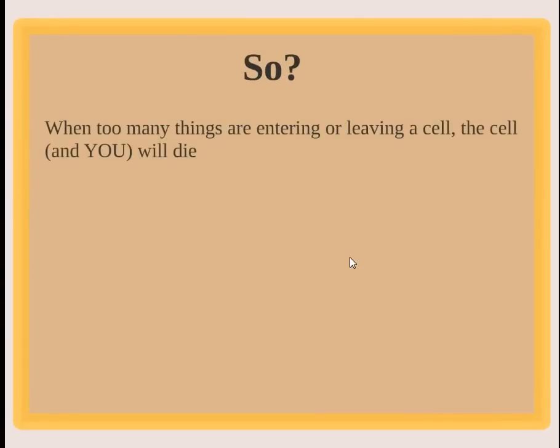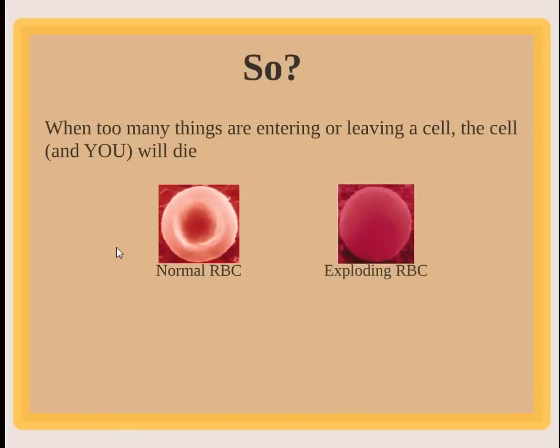So, why is that even important? Well, when you get too many things entering or leaving a cell, the cell, and you by extension, will die. You don't need to write this down again. This is just why we're learning about this stuff. This is a red blood cell. This is a normal red blood cell. It's happy, it's healthy. It looks like a kind of squished donut with a donut hole in the middle there. It's not hollow. It's just kind of squished down. That's normal, that's happy, that's good. Here's one that's about to get all explodey and stuff. It's supposed to have this cute little dimple there.